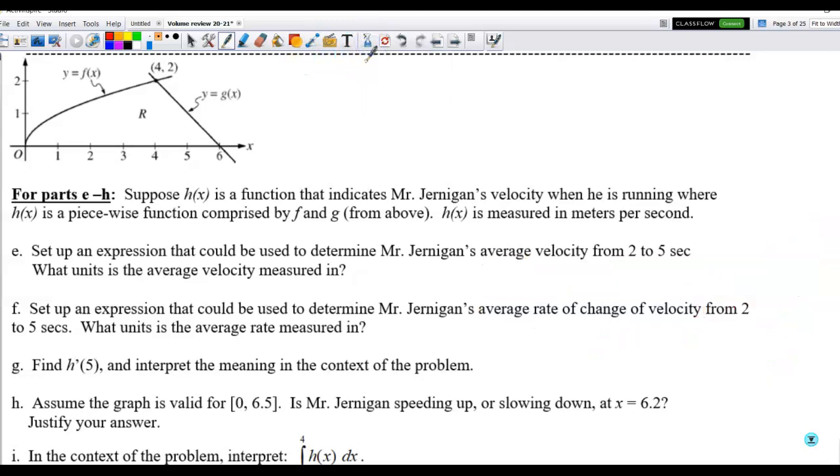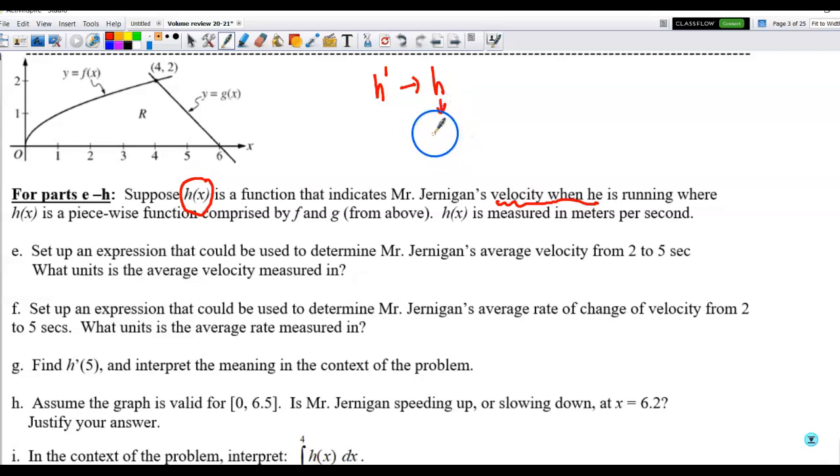All right, moving on to letter G. Oh no, we're interpreting a derivative. So remember, h of x is the name of the function in general, and h of x indicates Mr. Jernigan's velocity when he is running. Hopefully it's fast. So find h prime of 5 and interpret the meaning in the context of the problem. A derivative modifies what? Its preceding function. So h prime, in this case, will modify h. So the subject of my sentence is h.